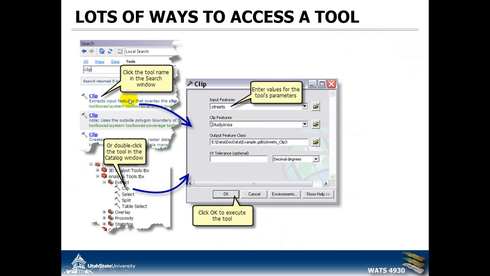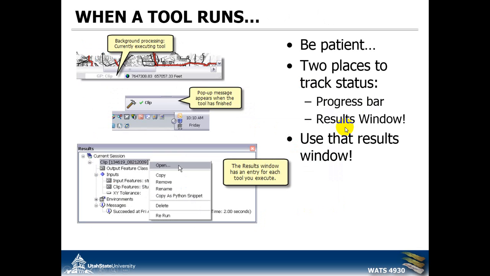So there's lots of ways to access these tools, and once you have the tool and you bring it up, for example double clicking in the toolbox, off a search, or navigating to it, then it brings up the basic tool. Usually it has some inputs, and it asks you where you want to put the output. There may be some other parameters. Sometimes they're optional. Click OK and you've run the tool.